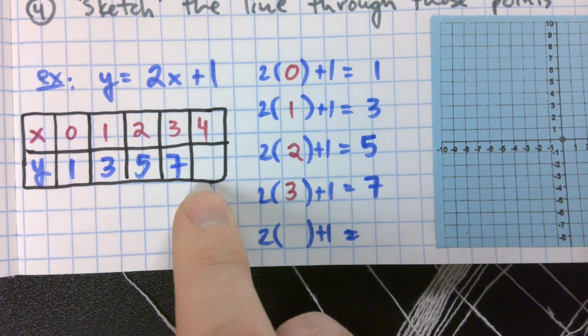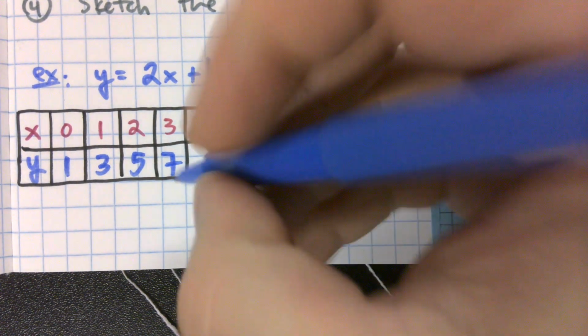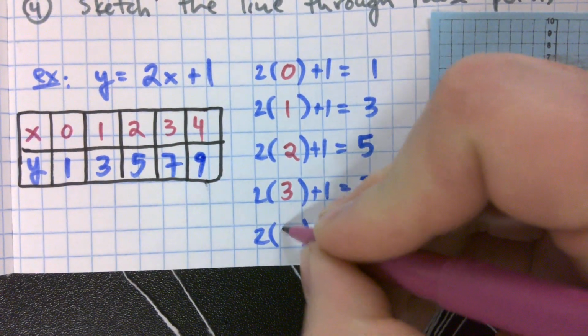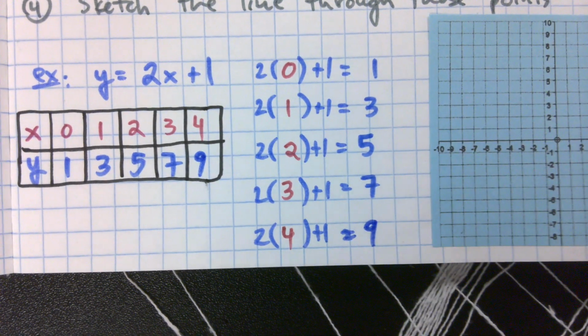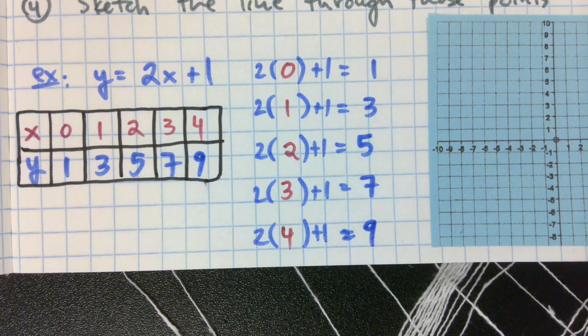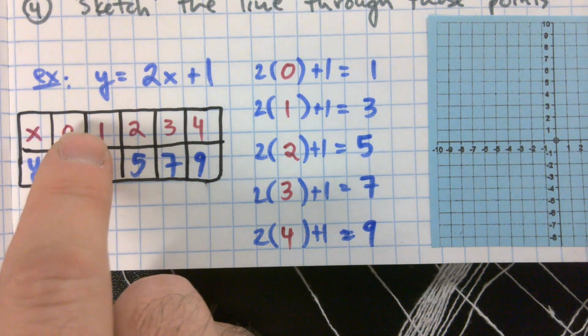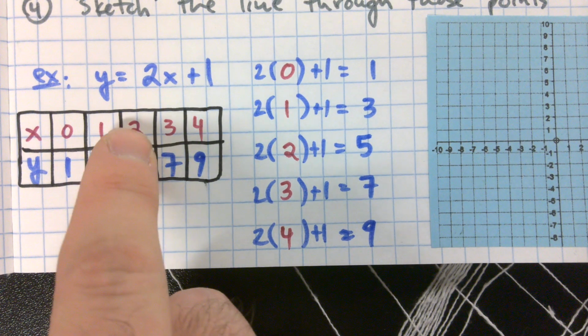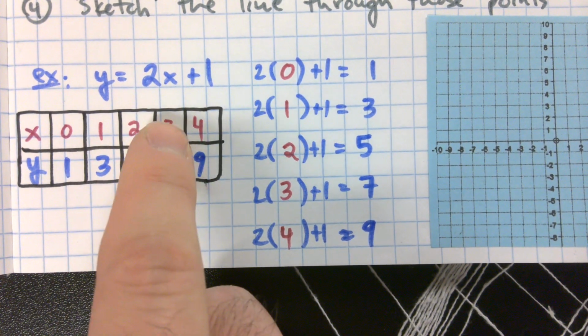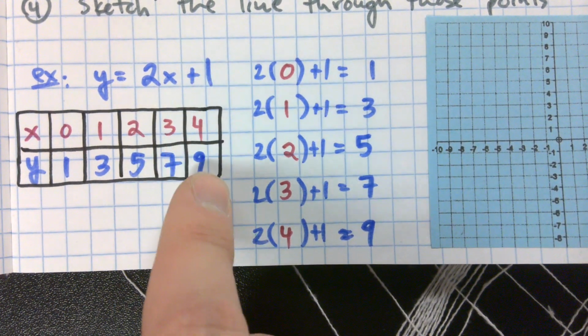So what's my last y value here going to be, do you think? 9, exactly. Let's check it, though. 2 times 4 is 8. 8 plus 1 gives us 9. So now we have 5 points to plot on our graph. We've got (0, 1), (1, 3), (2, 5), (3, 7), and (4, 9).